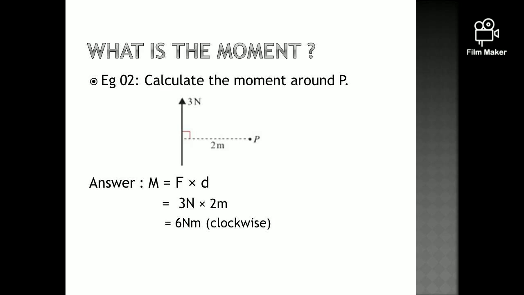Now we need to find the direction. How to find the direction? As I mentioned in the previous question, keep your pen, hold your book from the point P. Then apply a force in the direction of 3 newtons, and see which way it tends to slide or rotate. You can understand that it tends to rotate in a clockwise direction. Therefore, the moment is 6 Newton meters in a clockwise direction.